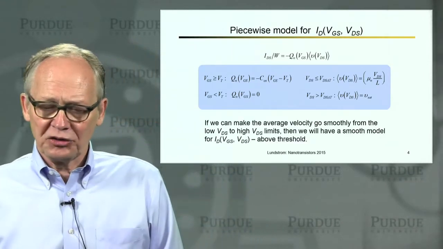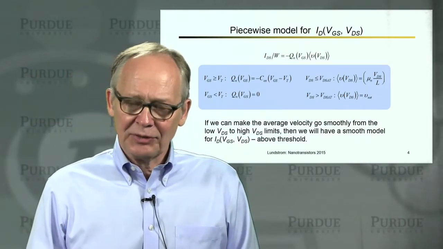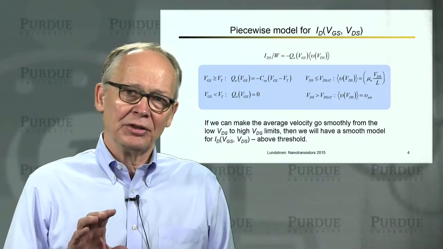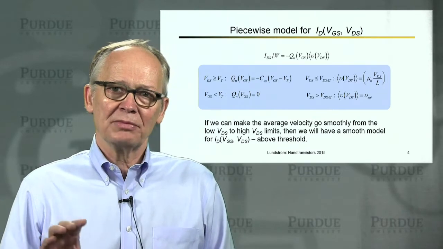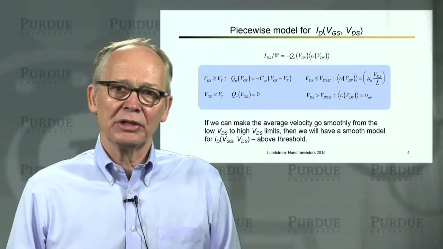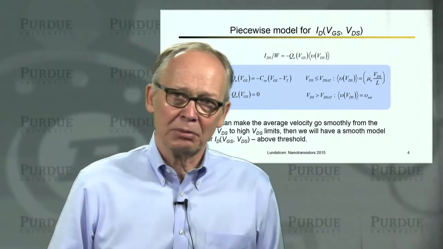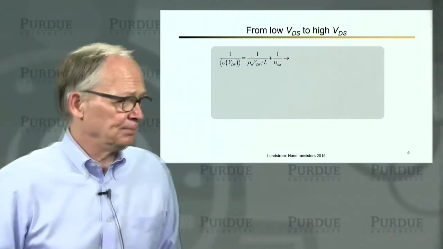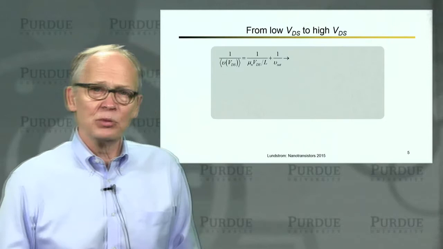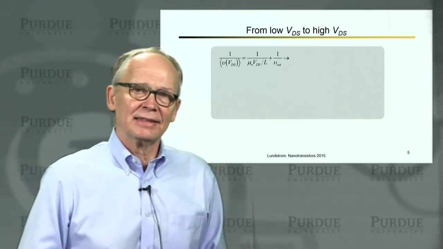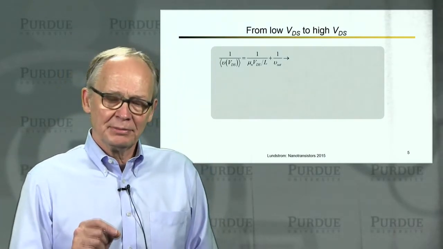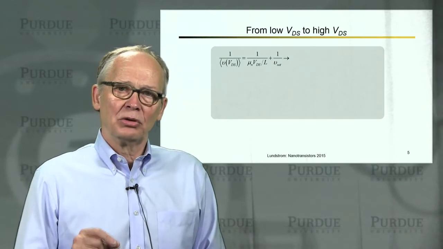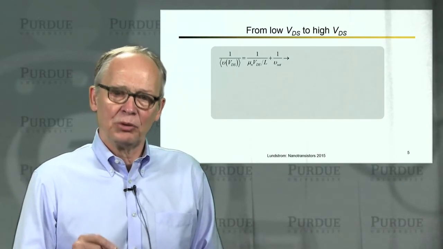Now, if we could just make the average velocity go from its value under low drain voltage to the right value under high drain voltage smoothly, then we would have a complete model. And that's what we aim to do. And there's an easy way to do that. So we could argue that whichever of those two velocities is the smallest, that velocity will limit the current. That will be the important one.